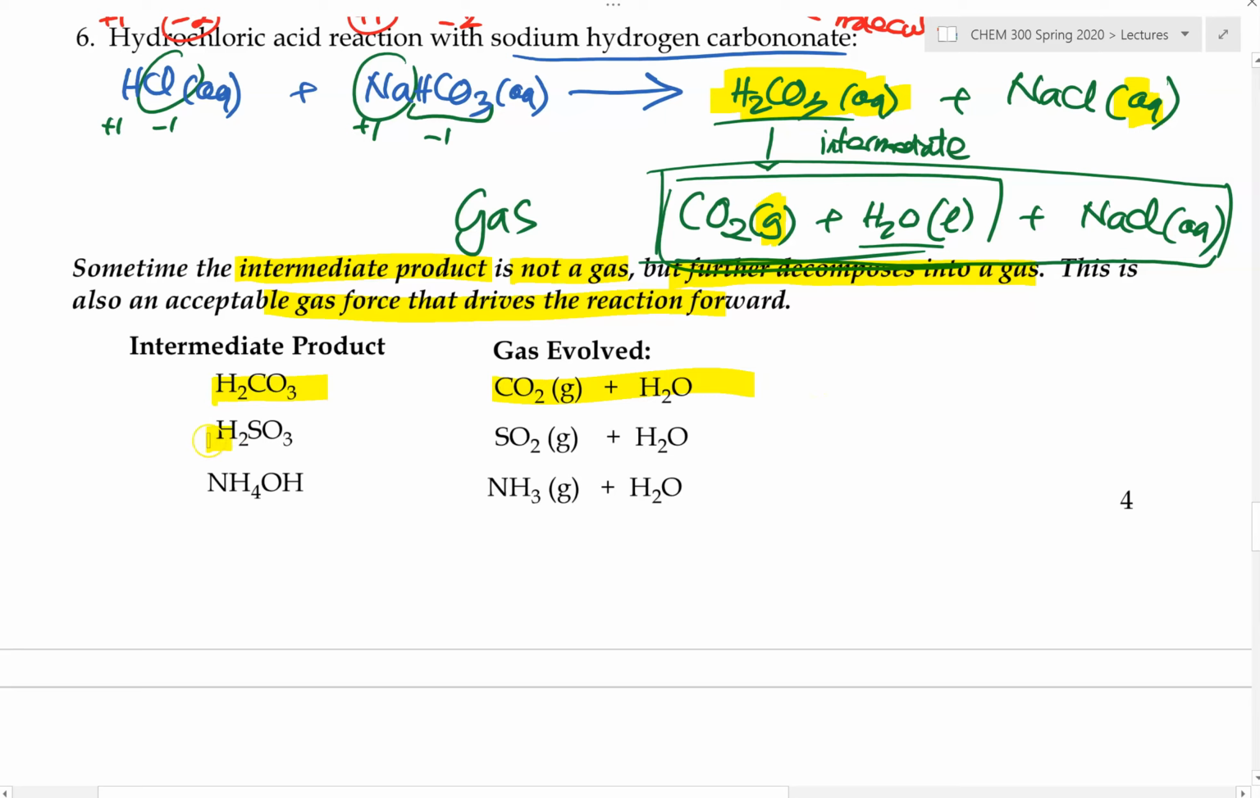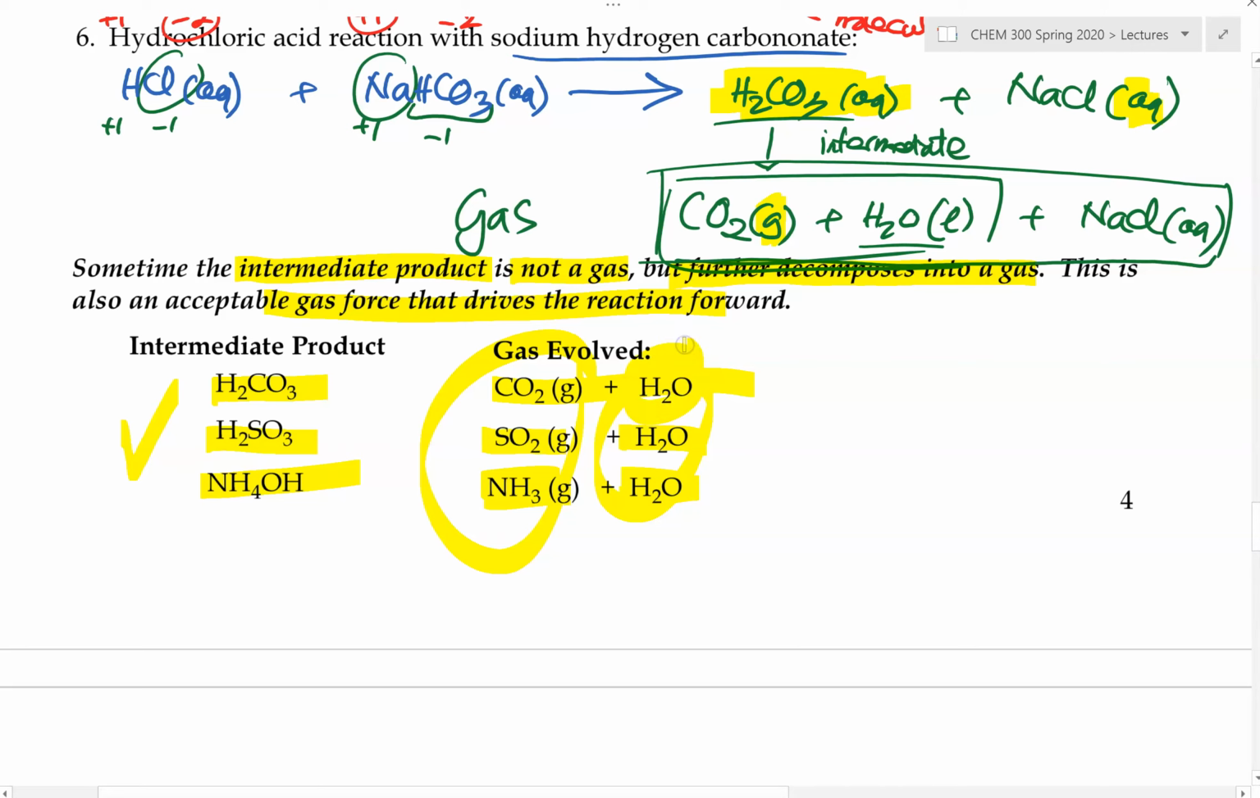If we were to have sulfurous acid, that would decompose to form SO2 and water. And if we were to have ammonium hydroxide produced, then it would decompose to form ammonia and water. So water is something common in all of these products. And again, these are the three products that we need you to remember, in which they will further decompose to form the following gas above. And it's actually quite easy. We don't actually have to remember this so much, because here's what happens.